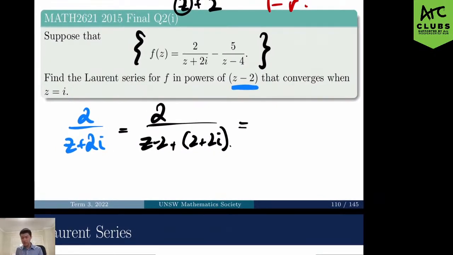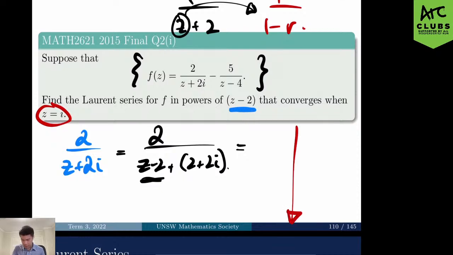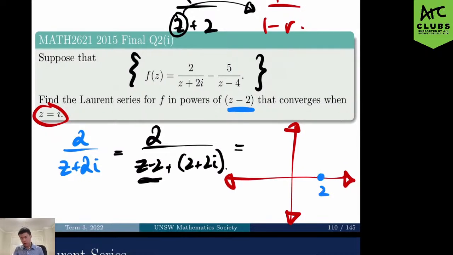And so which of these terms are we going to choose to be the 1? Well, which of these has a bigger modulus? Because we want the Laurent series that converges when z equals i. And so that means it's best to actually draw this out. So we've got 2 over here, we've got i over here, we've also got minus 2i over there, and we've got 4 over here. Okay, and so let's break down what each of these points is. This is the center. This point is the point that we're trying to find the Laurent series of, and these 2 points are singularities that we want to avoid.